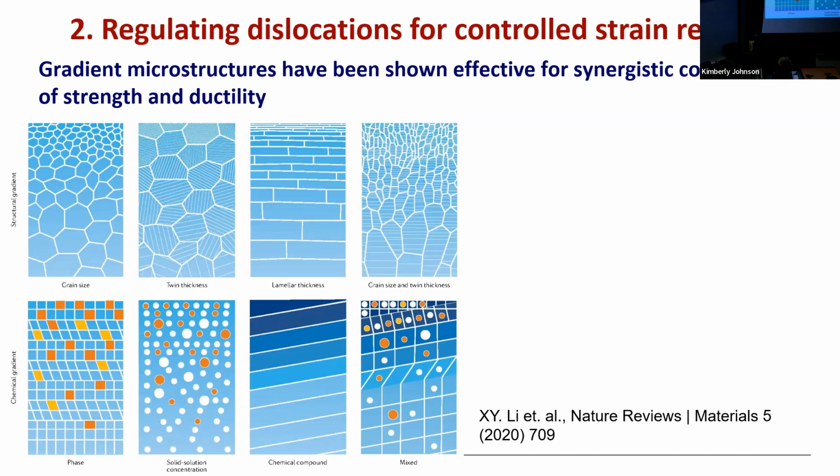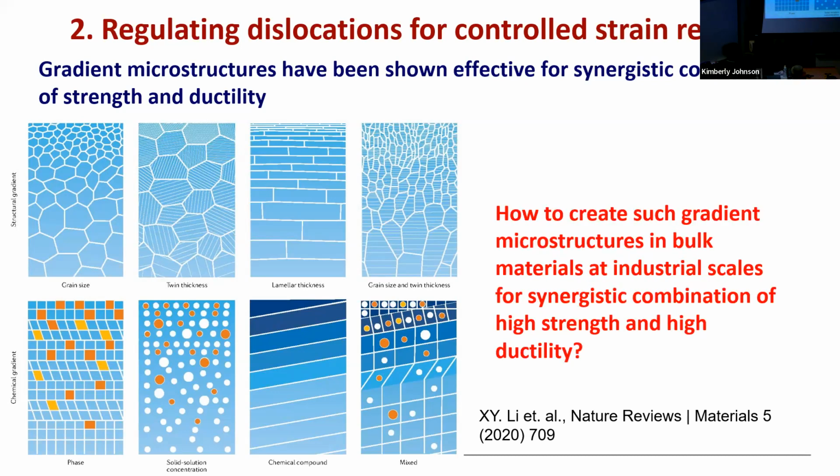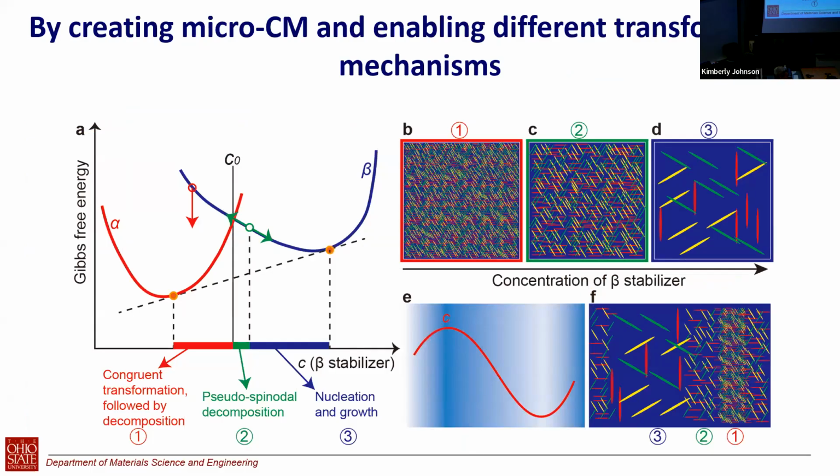So what we try to do is, can we utilize what we learned from this concentration modulated material to create a modulation in terms of precipitate microstructure, and then try to confine dislocations. Back to the same idea, if you look at phase transformation for precipitation hardened materials, most of the structural materials for high temperature applications are precipitation hardened. For this example, I have alpha phase and beta phase. That's the free energy curve.